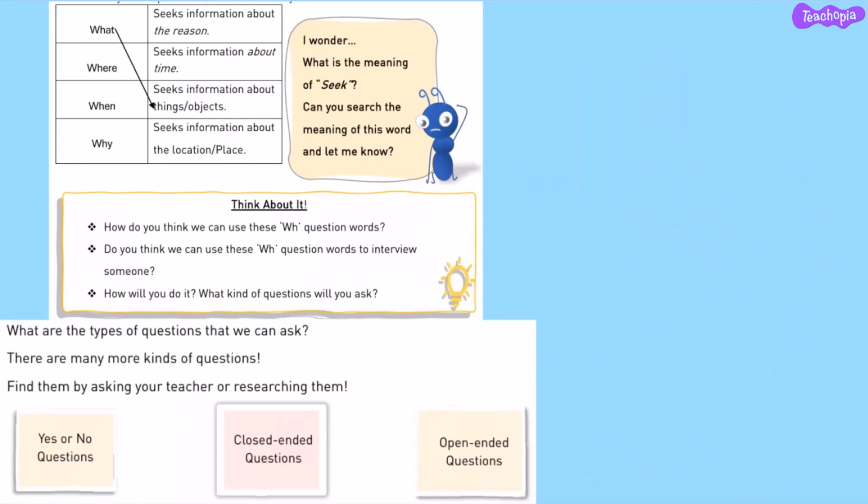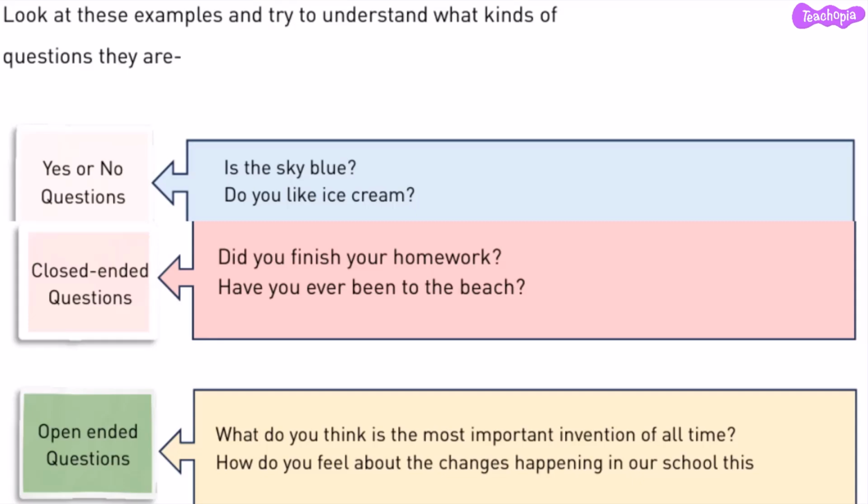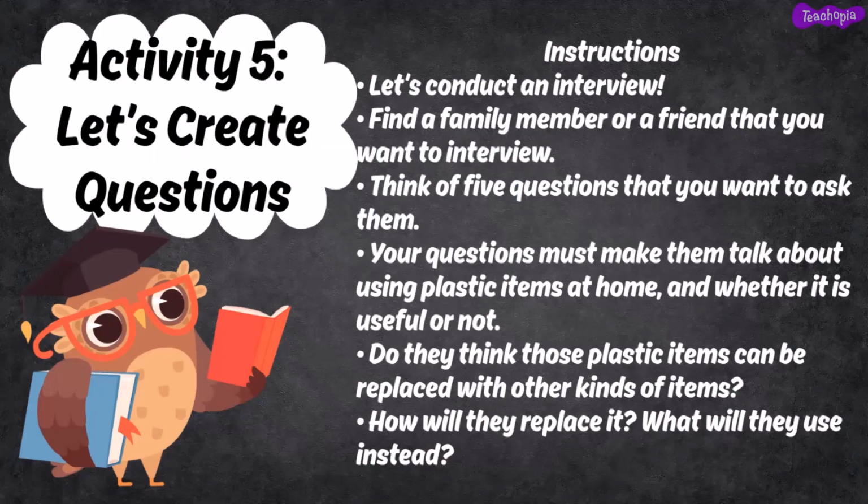Moving on to the next activity where the WH questions are very useful for interviews. So, if the learners are interviewing their grandmother and talking about her childhood, they can ask certain questions. Now, every question has different types as well. For example, we have the yes or no questions, we have the close-ended questions, and open-ended questions. These are a few kinds of questions which can be taken as examples. Activity 5, let's create questions.